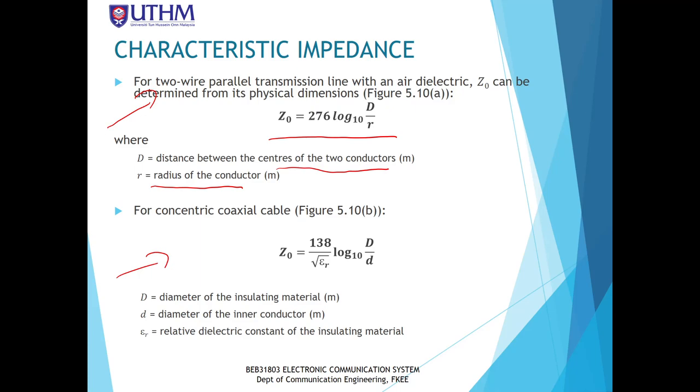Okay, this is if we want to calculate characteristic impedance using the dimension method, the size of the transmission line and also its dielectric parameter. So for the coaxial cable, you see that characteristic impedance is equal to 138 divided by square root of epsilon r, log D over d. So D, capital D, is the diameter of the insulating material. Small d is the diameter of the inner conductor, also in meter. Epsilon r is the relative dielectric constant of the insulating material. So this has no unit.